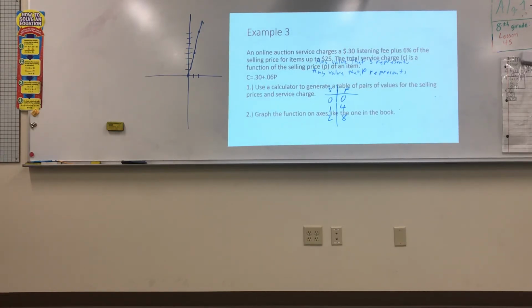An online auction charges 30 cents as a listing fee plus 6% of the selling price for the item up to $25. The total service charge C is a function of the selling price P of an item. C equals 0.3 plus 0.06P. Use a calculator to generate a table of values for the selling price and service charge. Graph the function on an axis like the book.